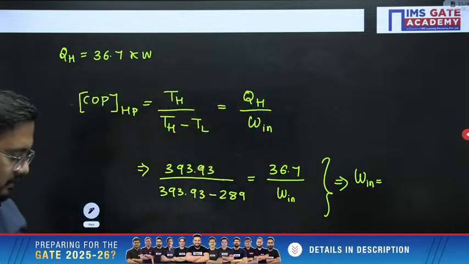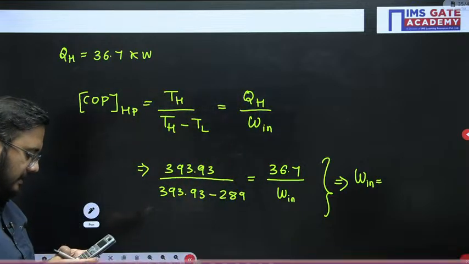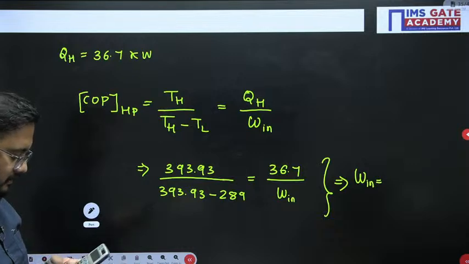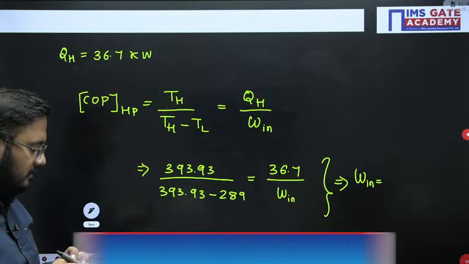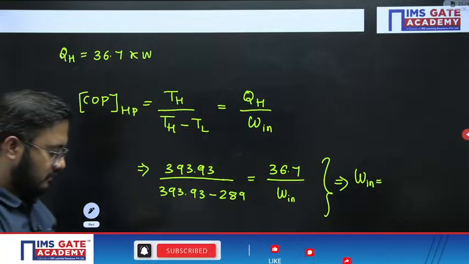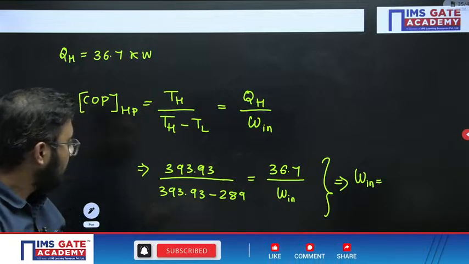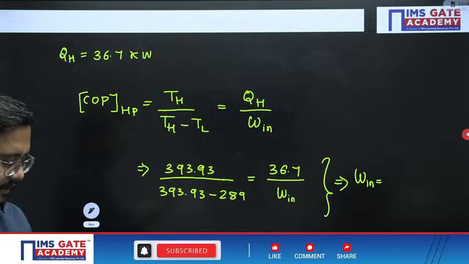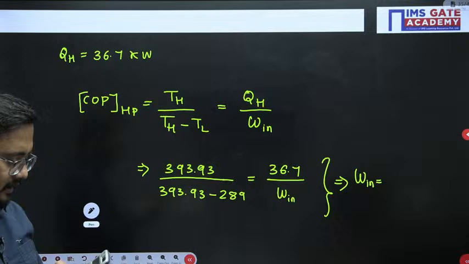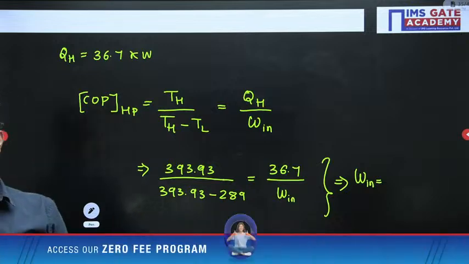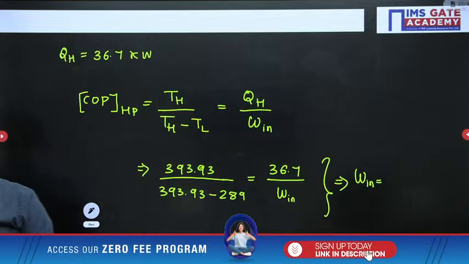So this is 393.93 minus 289, and this multiplied by 36.7 divided by 393.93. Correct. So what is the answer? 9.7 something it is coming. Yes, Aditya, correct.